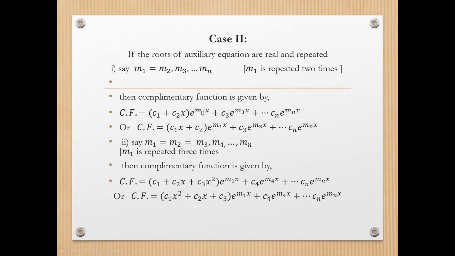raised to m1x. m1 is what? Repeated root among those roots. Okay, and the remaining roots are here. So in this example we have only two roots and both the roots are repeated. So we have only m1 is equal to 1 and 1 is repeated 2 times. So in this CF we have to put m1 as 1. So we get CF is equal to c1 plus c2x into e raised to x, or you can write CF is equal to c1x plus c2 into e raised to x.